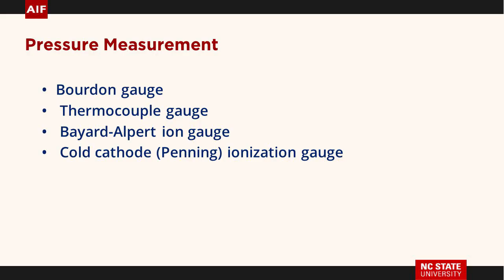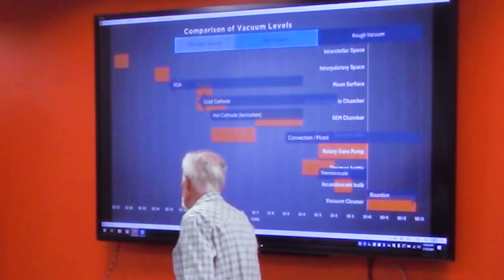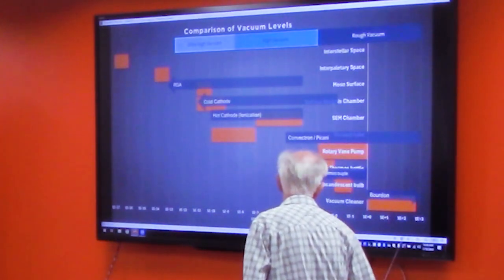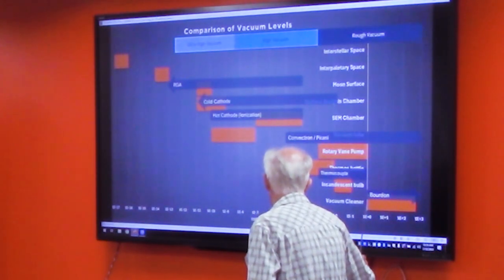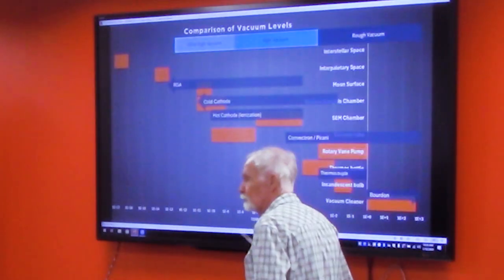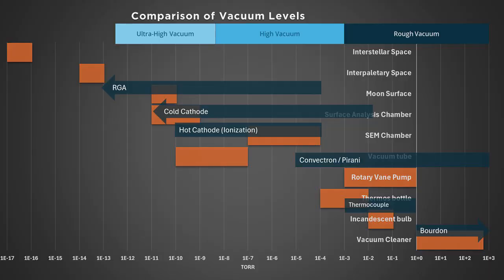So, Bourdon gauge, thermocouple gauge, Bayard-Alpert ion gauge, cold cathode gauge. These are all very common and often used, so you get to play with all of those. So here's your x-axis again with increasing pressure on the x-axis. The Bourdon gauge you'll see is something you're using for just, do you remember the pump down in the brake of the tanker car? That was a Bourdon gauge that you were looking at there, and it just showed a certain value.